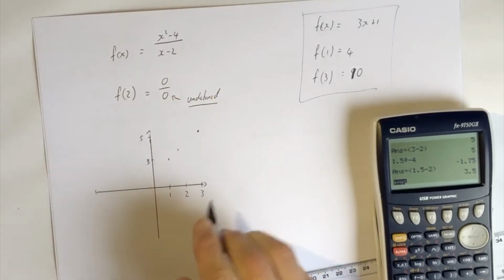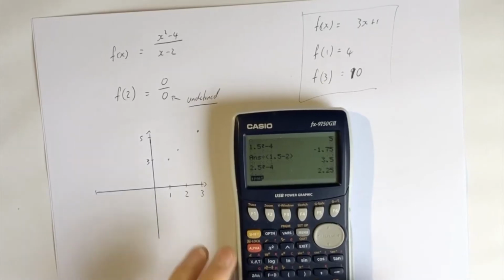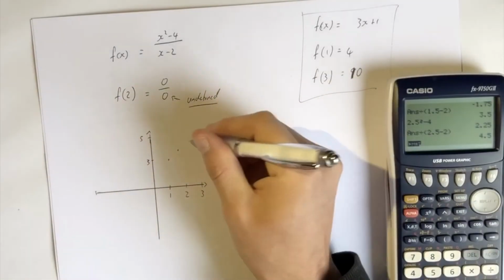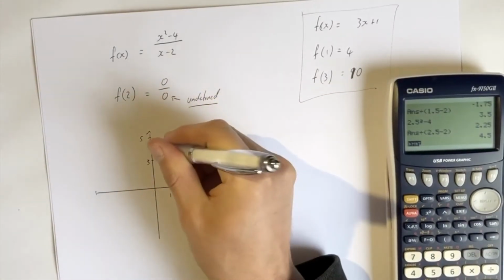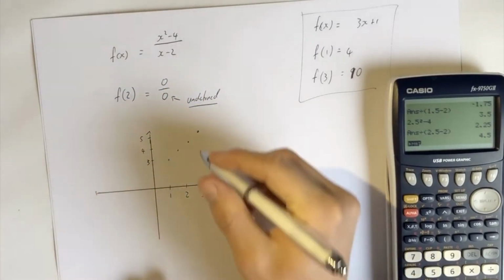Okay, and if I went to 2.5, what's happening? I'm doing this quite quickly now. 2.5 squared minus 4, and I'm dividing that by 2.5 minus 2, and we're getting 4.5. So it looks like we're going to be getting close to 4, but it's undefined.